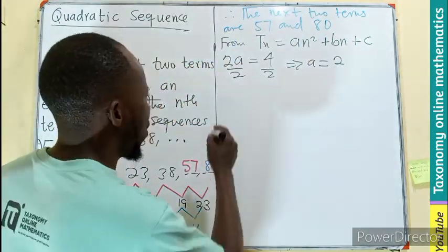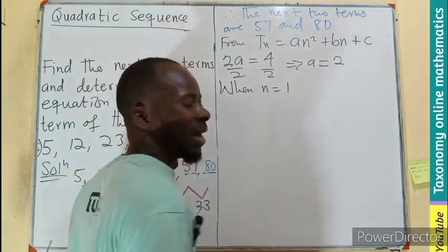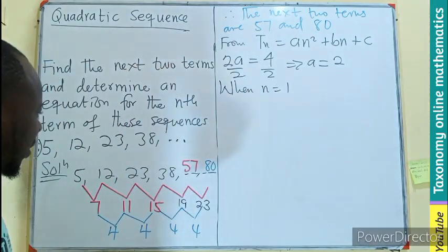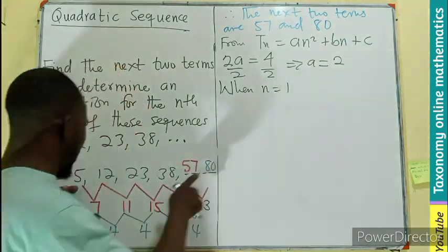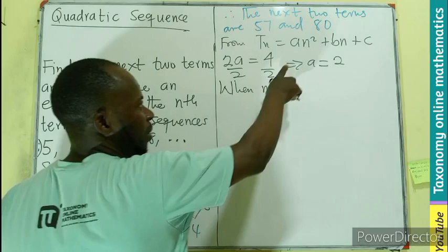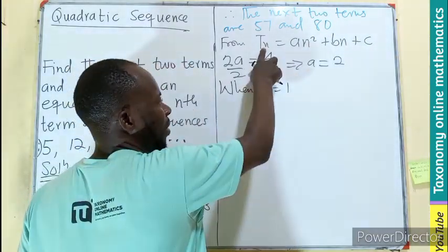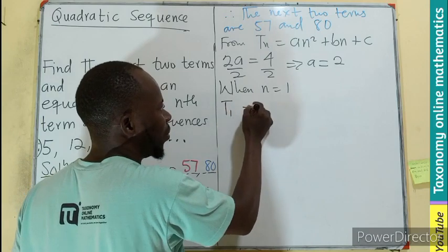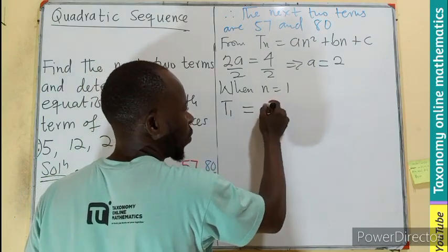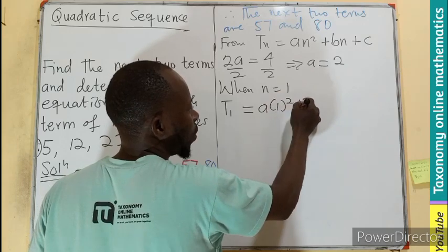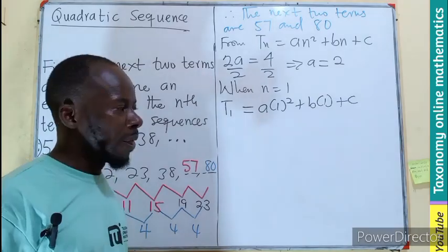All right. Now, we can also say that when n is 1, that is the first term. What is the first term? 5. So when n is 1, the first term is 5. Therefore, in place of n, I put in 1. That simply means that T1 will be equal to a times 1 squared, plus b times 1, plus c.